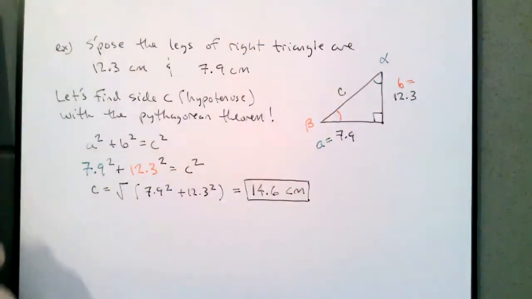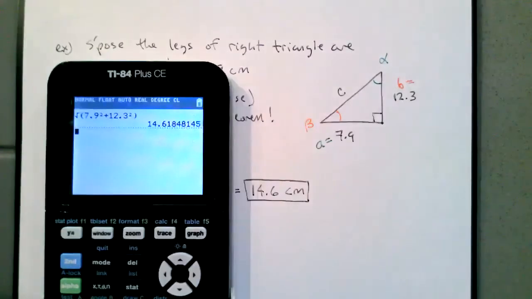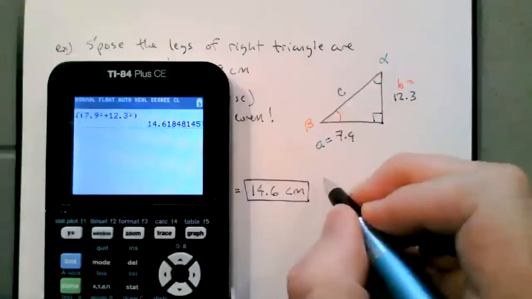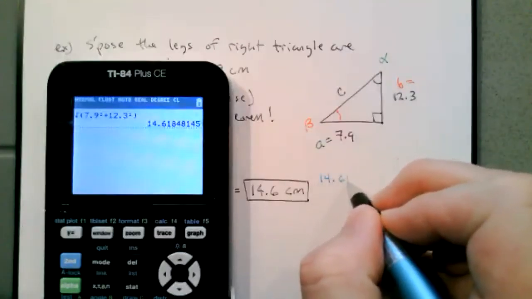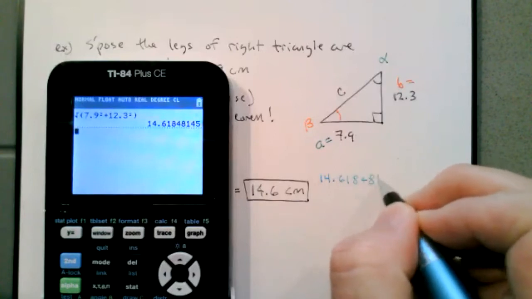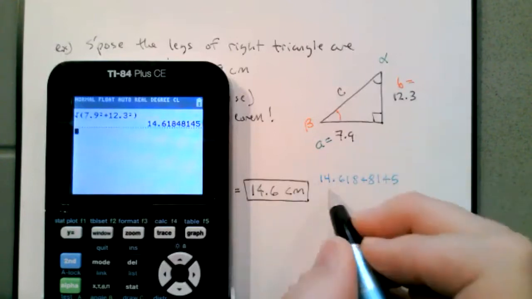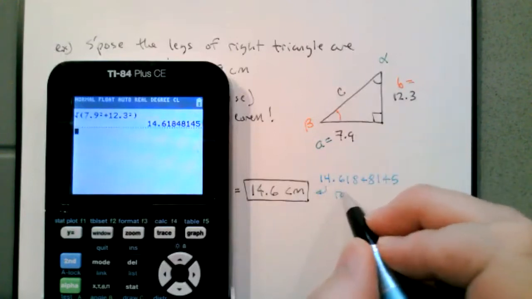We're also going to notice that this has been rounded because we had 14.6184814.5. So I'm just going to make a note that this is 14.6184814.5, and then we rounded to the nearest tenth.